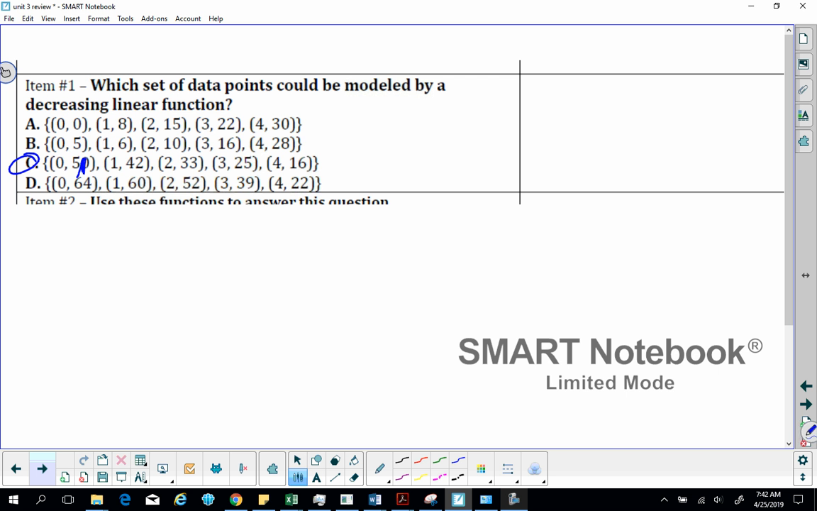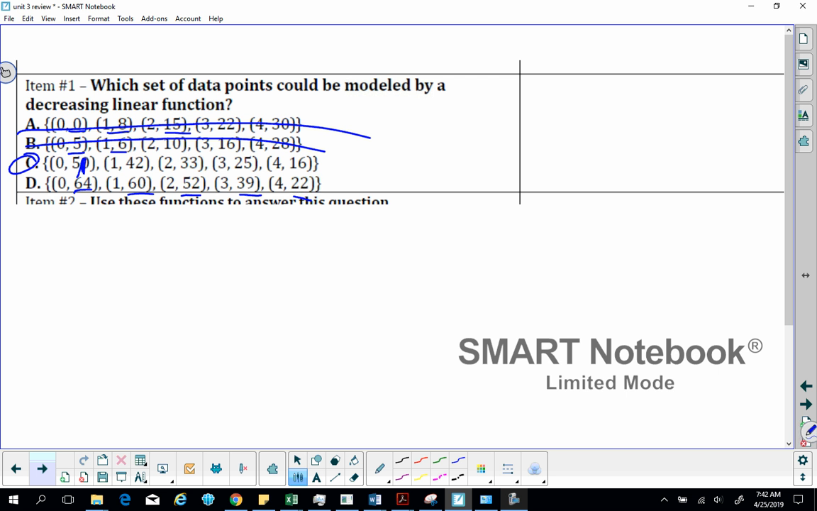Okay. So all you're doing, first of all, decreasing. What does that mean about your y's? Are they going up or down? Down, right? So this one's going from 0 to 8 to 15. Is that going down? No. 5 to 6, is that going down? No. 64, these are going down.